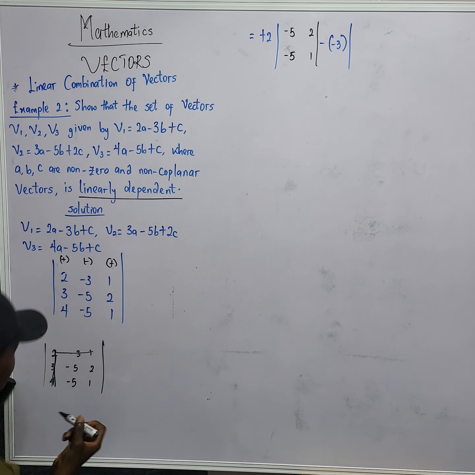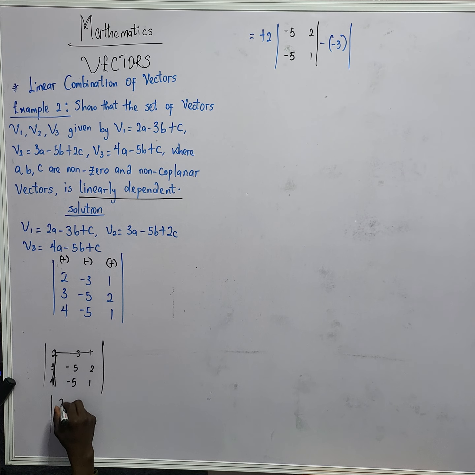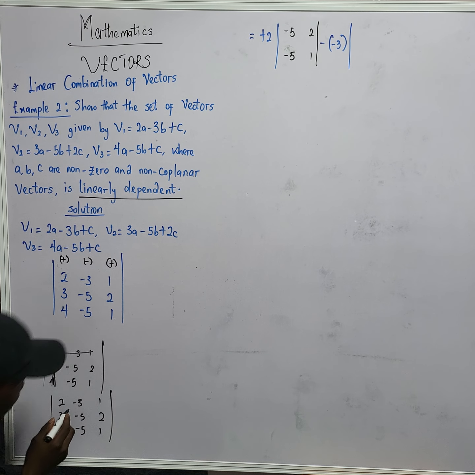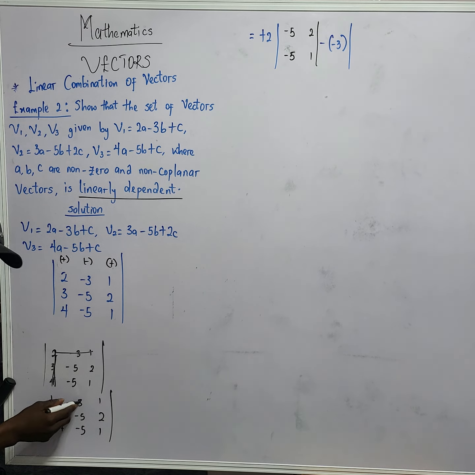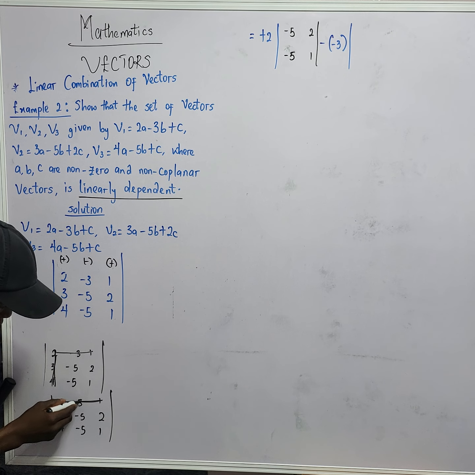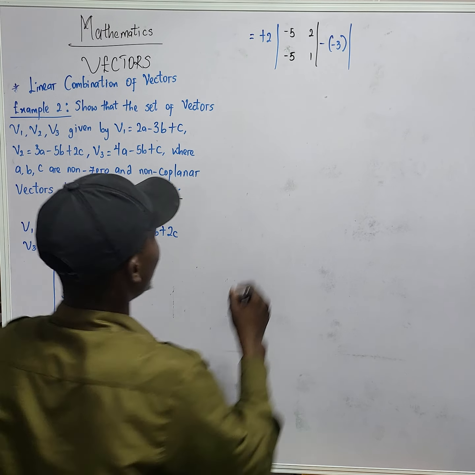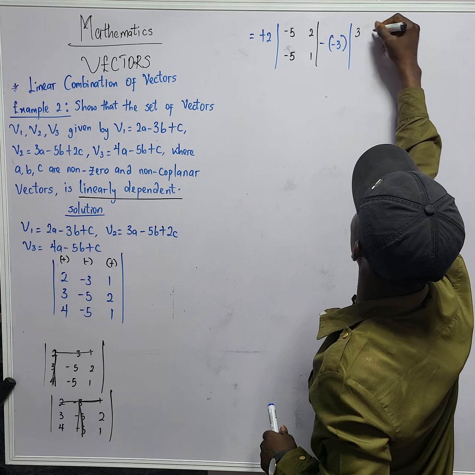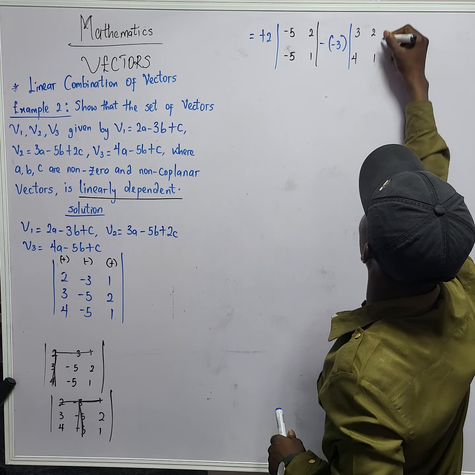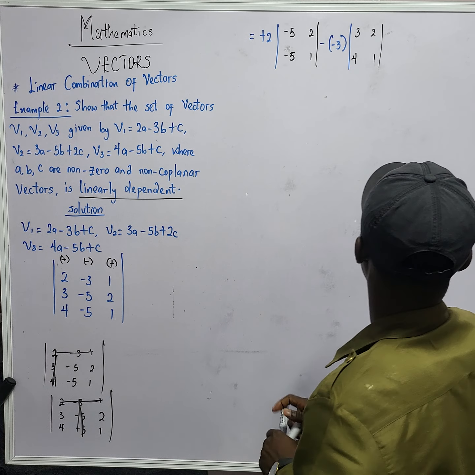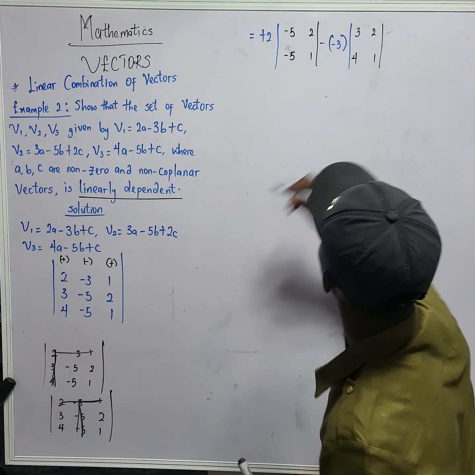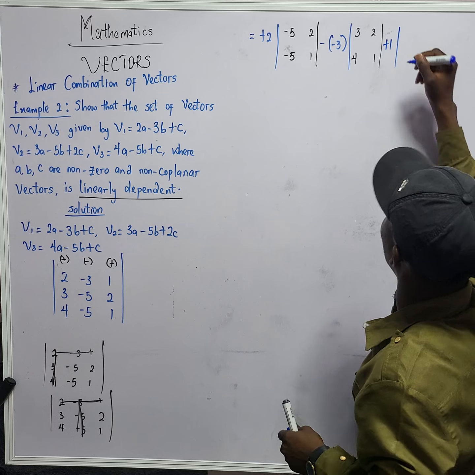So let's go again. We have 2, minus 3, 1; 3, minus 5, 2; 4, minus 5, 1. This is the minus 3 I'm picking. Cancel the row, cancel the column. We see 3, 2; 4, 1. So the next thing is plus 1.